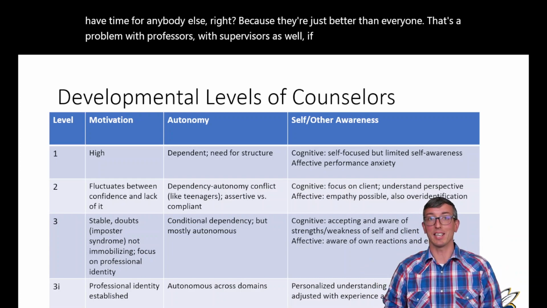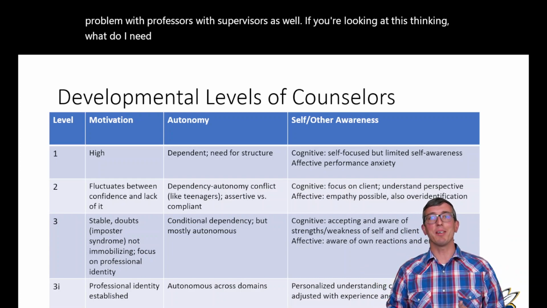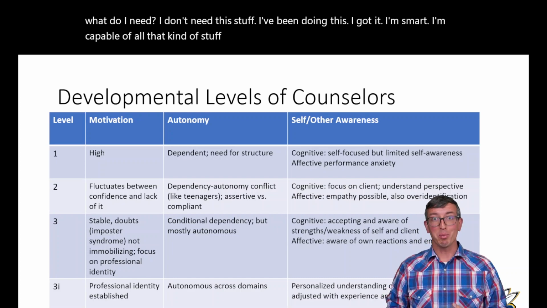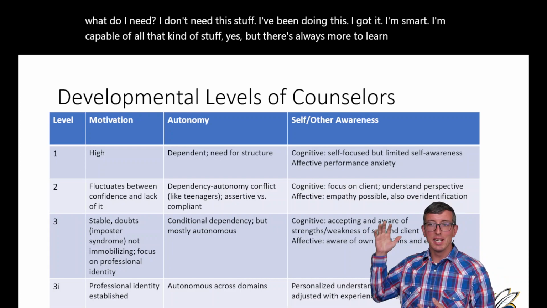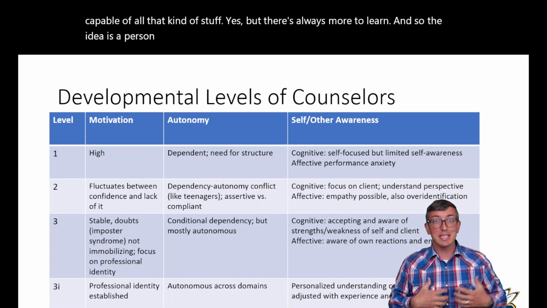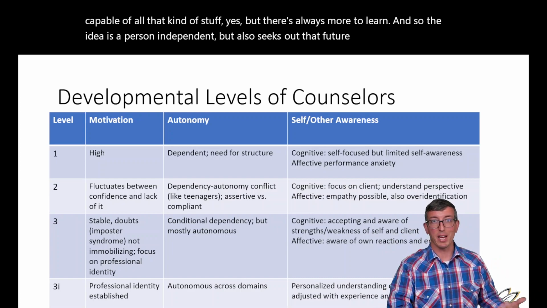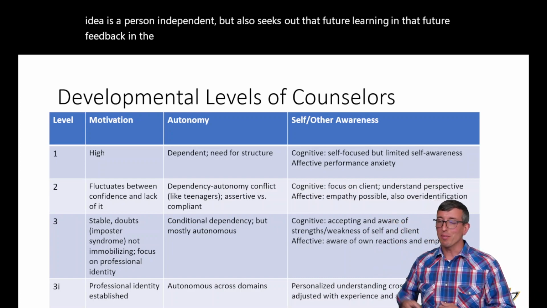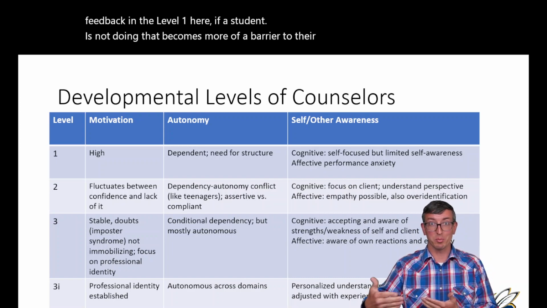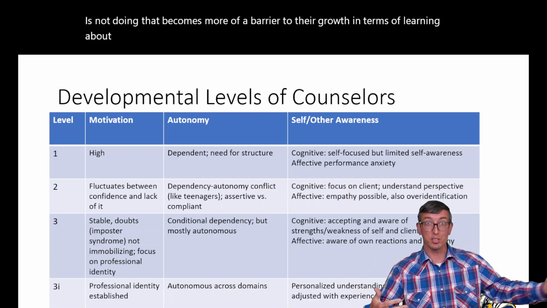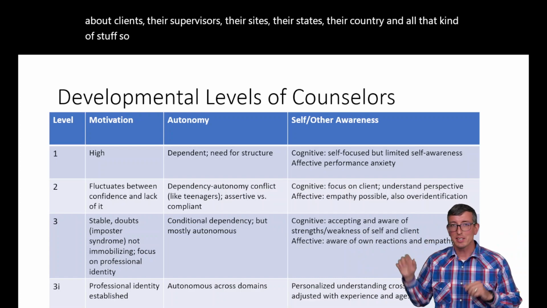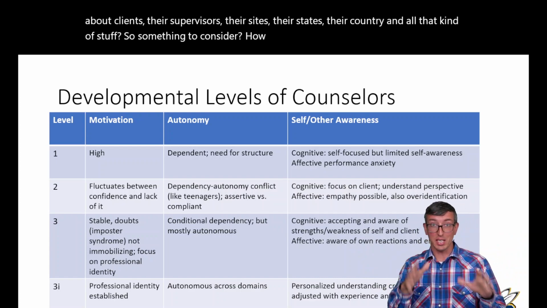If you're looking at this thinking, what do I need? I don't need this stuff. I've been doing this. I got it. I'm smart. I'm capable, all that kind of stuff. Yes, but there's always more to learn. And so the idea is, is a person independent, but also seeks out that future learning and that future feedback? In level 1 here, if a student is not doing that, that becomes more of a barrier to their growth in terms of learning about clients, their supervisors, their sites, their states, their country, all that kind of stuff. So something to consider in how you're understanding the students.